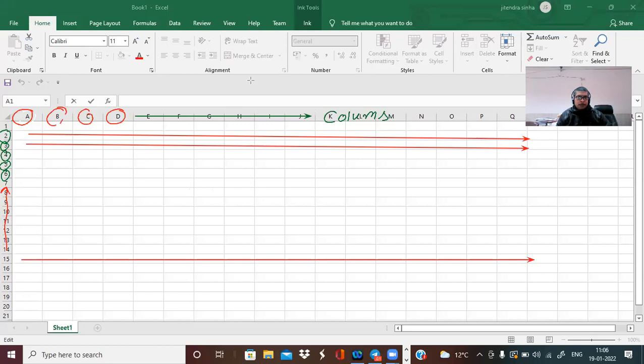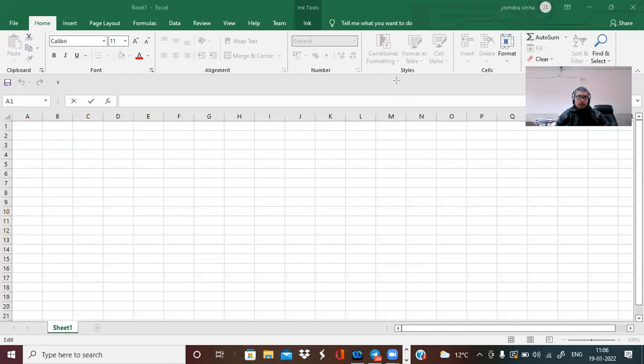Next, I want to move toward this. So this is called row. Similarly, it has got the row number that is 10. This is row number 10. So I hope you all have understood the concept of row. Now come toward this. You can see this is the horizontal arrangement. What is the name of this column?